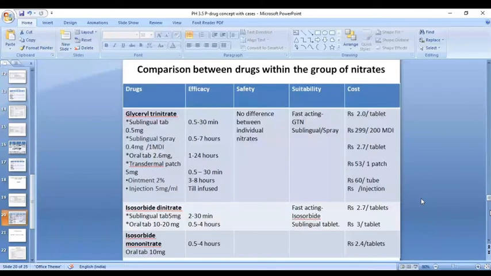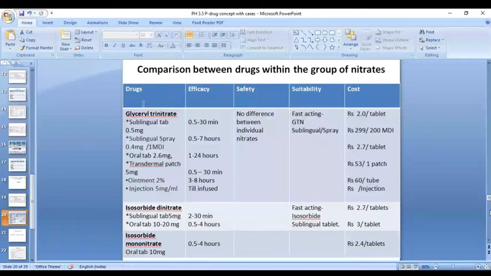Now, this is the table, if I would like to say. Suppose we have gone through suitability and safety, and we have found that there are 3 drugs available under this group which could be used. One is glycerol trinitrate, then isosorbide dinitrate, and isosorbide mononitrate. Right. Now we say how efficacious they are, how suitable they are, and the cost. As we know, efficacy-wise, all 3 are good, quite efficacious.